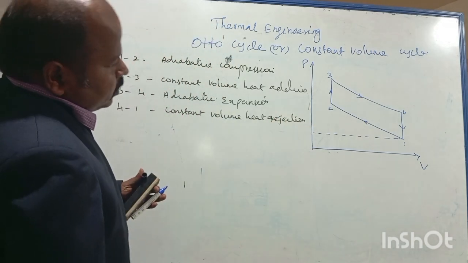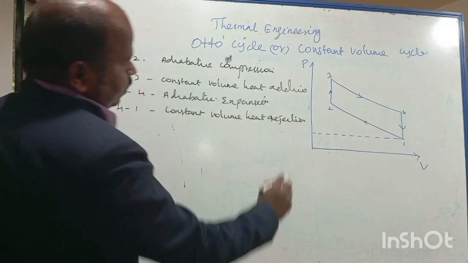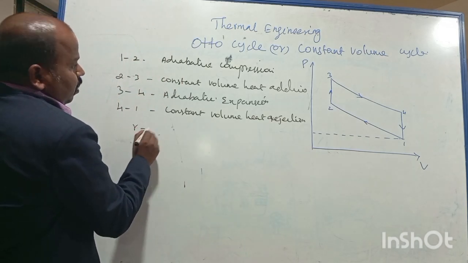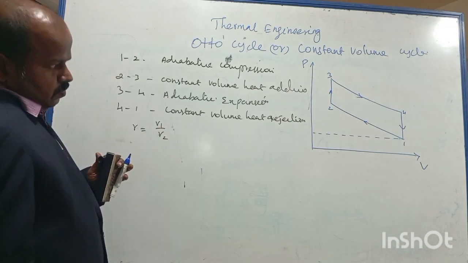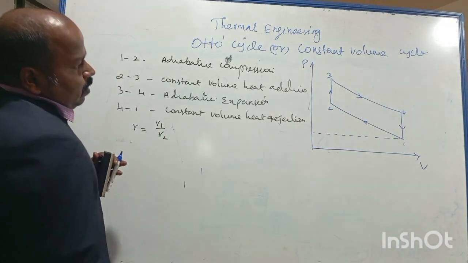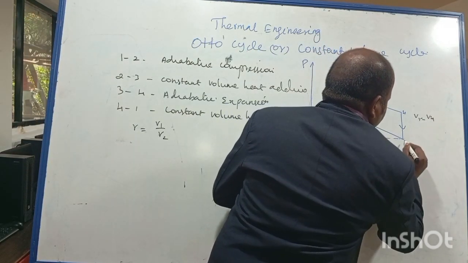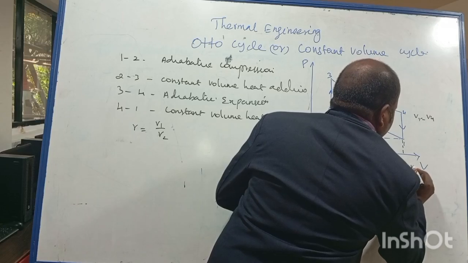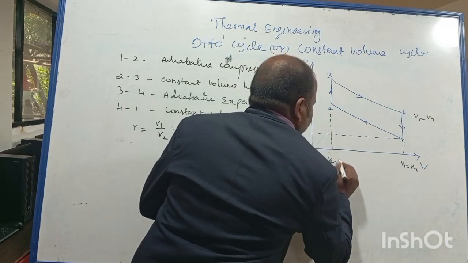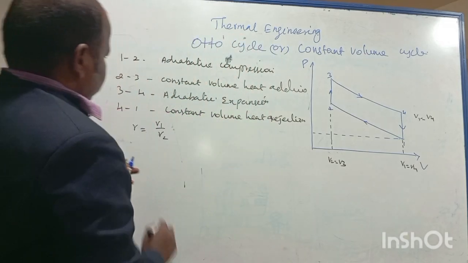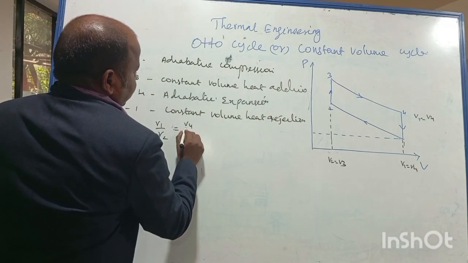If you take process 1 to 2, that is adiabatic compression. Here we have a compression ratio, r equals V1 by V2. You know very well that V1 should be equal to V4, that is constant volume, and V2 is equal to V3. Now this compression ratio we can also write as V4 by V3.